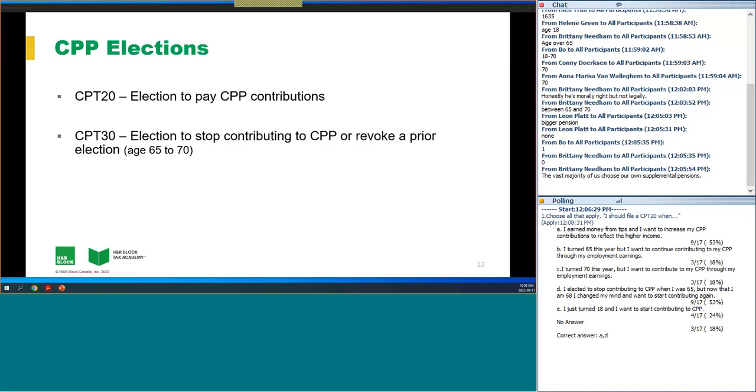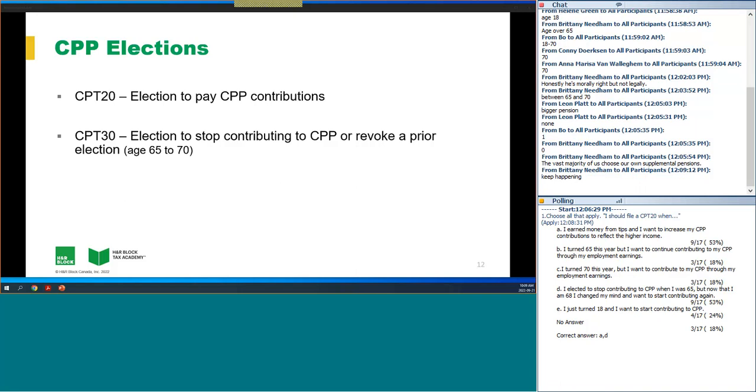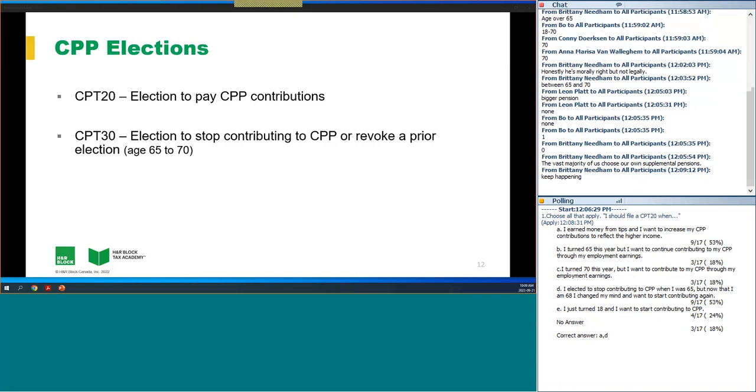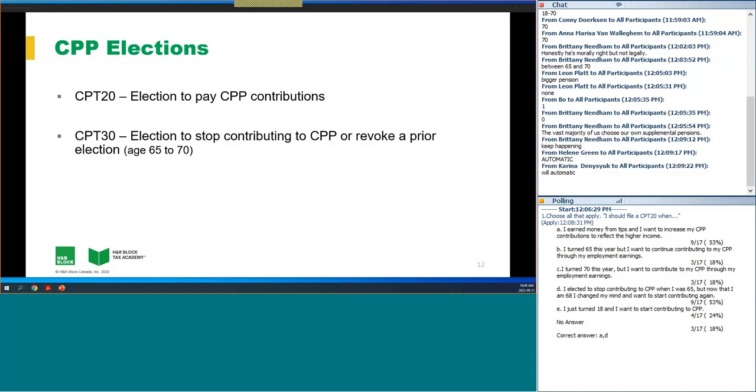Now, if you turn 65 and you want to keep contributing to CPP, do you have to do anything? Or will it just automatically keep happening until you turn 70? What do you think? Would the government make this an opt-in program? Not if it doesn't have to. So it's automatic. You do not file a CPT 20. The government will be very confused if you do. It's just going to happen. If you don't want it to happen, you can stop it from happening after you turn 65. But if you don't do something to stop it from happening, you don't need to do anything.